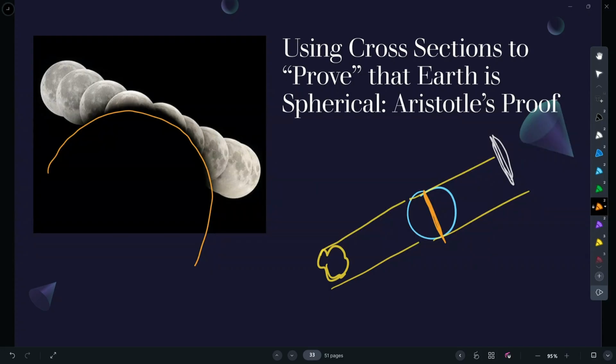But as we move to different places of Earth and we see that every eclipse is a circle, what he is deducing is that every cross-section of the Earth is a circle. And then there is a theorem in geometry that tells you that if you have a surface that every cross-section is a circle, it has to be a sphere. So that was his argument back then to prove that Earth was a sphere using cross-sections.